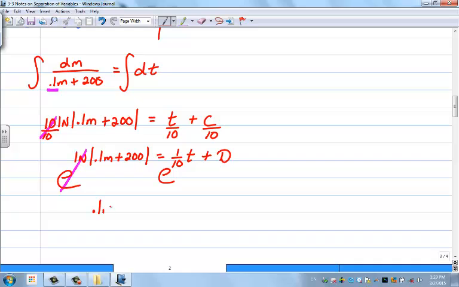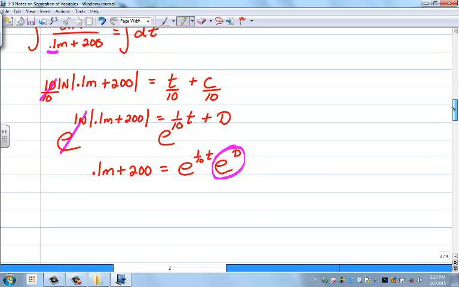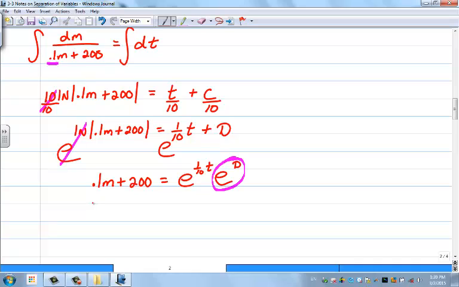So you get 0.1 m plus 200 is equal to e to the 1/10 t plus d, which is the same thing as, remember, e to the 1/10 t times e to the d, which is just another constant, right? So we'll call e to the d, we'll change it to a. So we'll say 0.1 m plus 200 is equal to a e to the 1/10 t. Once you have that, now you have to solve for m.